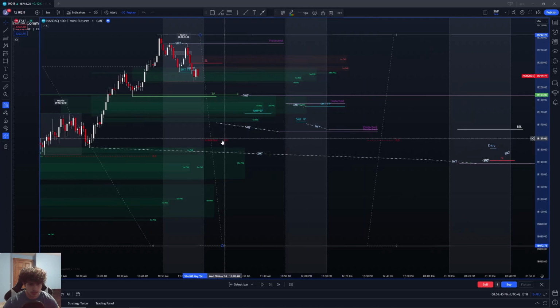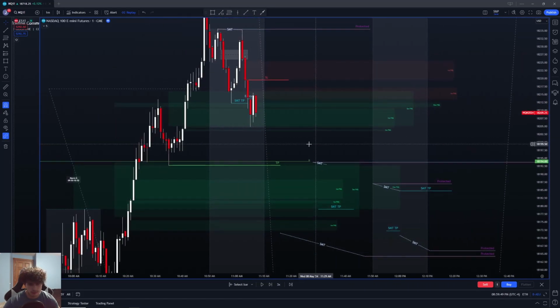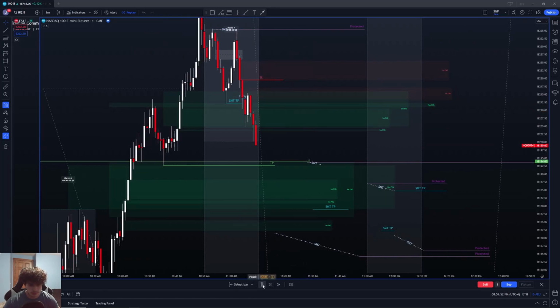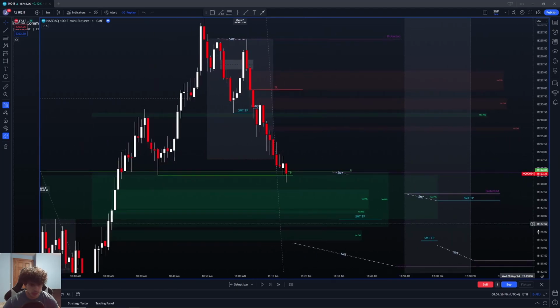Okay, discount, so possibly here. First TP would be right here though. So that would get taken. That'd be a successful trade.